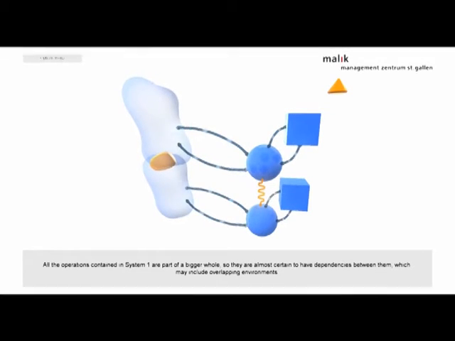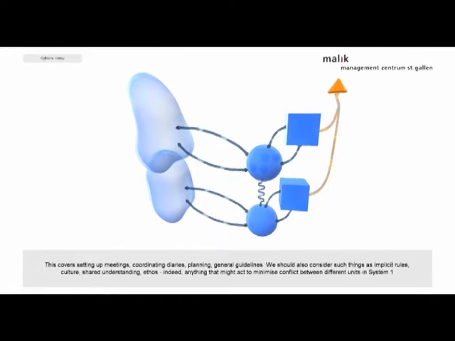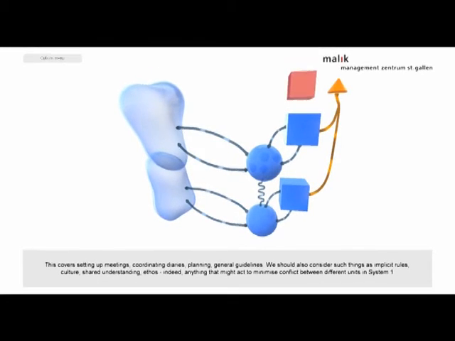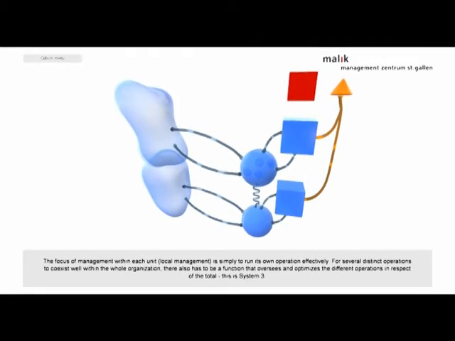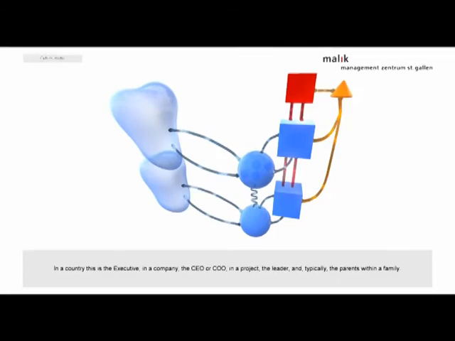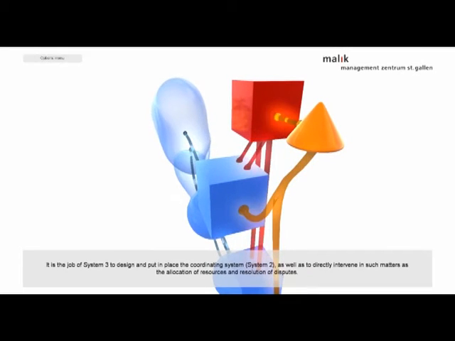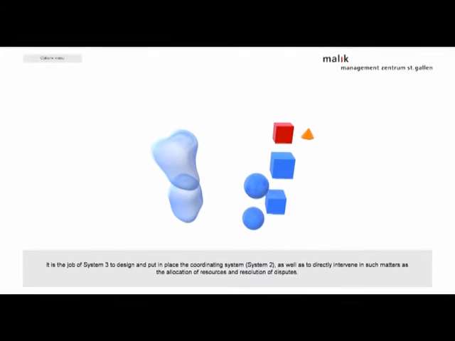When we look at several units, there is almost certain to be an overlap between their environments. One example involves serving common clients. There are also likely to be dependencies between operations because of benefits from the use of common resources. These overlaps and dependencies need to be regulated to coordinate activities and prevent conflicts. This coordinating system involves meetings, schedules, general guidelines, shared services, and other supporting functions.